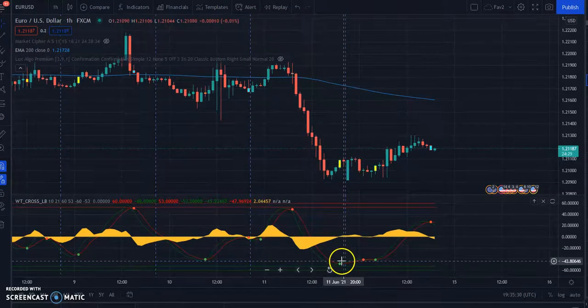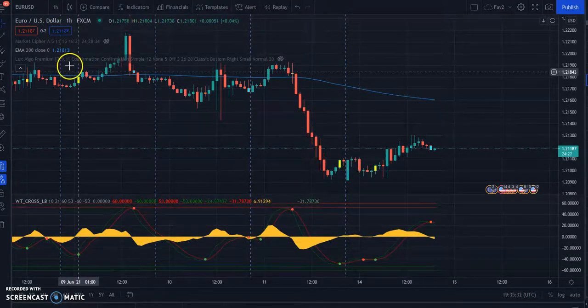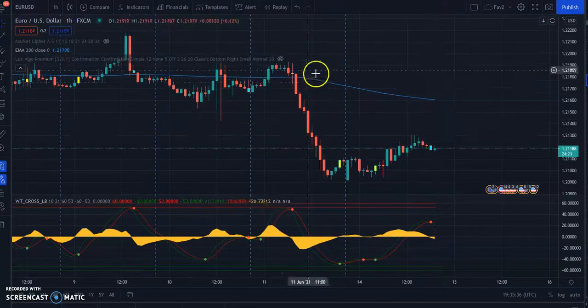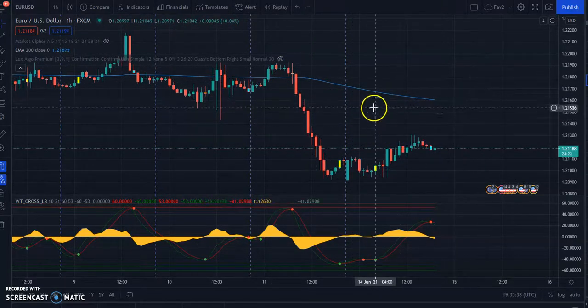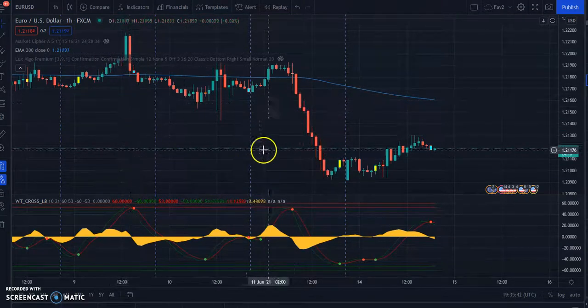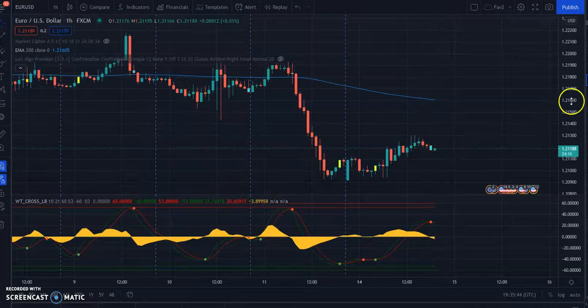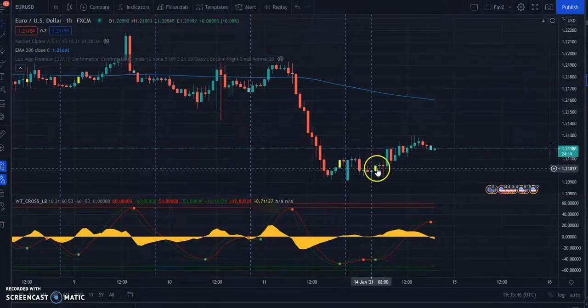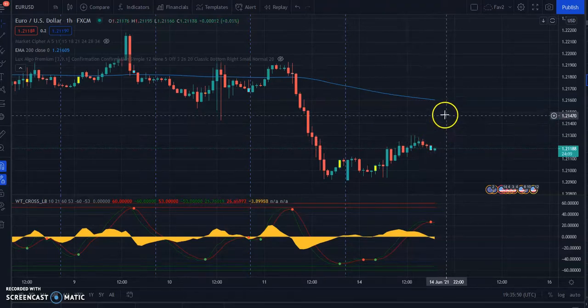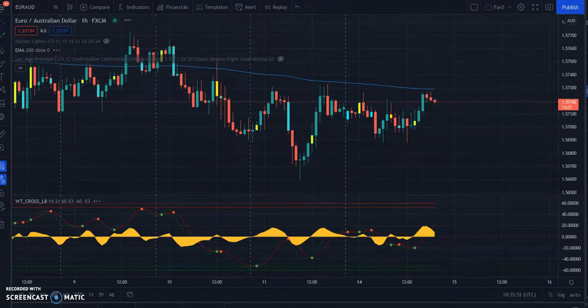Here, I added this 200 EMA because you don't want to trade against the moving average. If it's below, you want to go short. If it's above, you want to take the buys. So it looks pretty good right now to sell the Euro USD, but let's see how it did on other currency pairs.